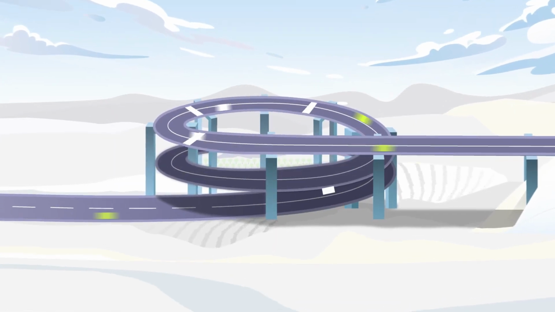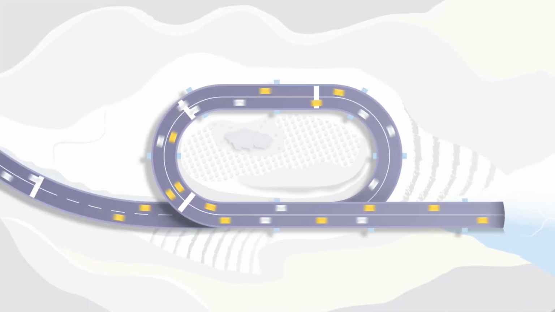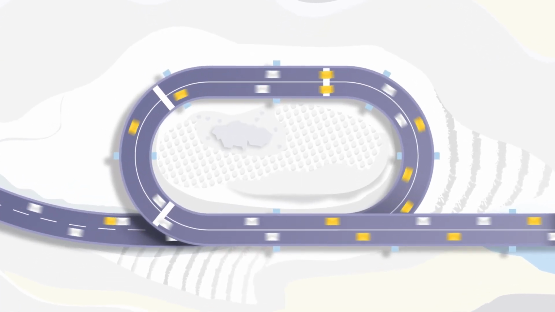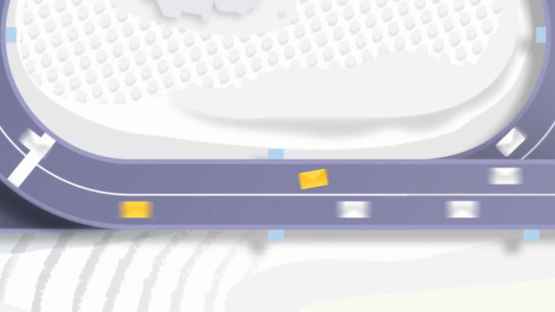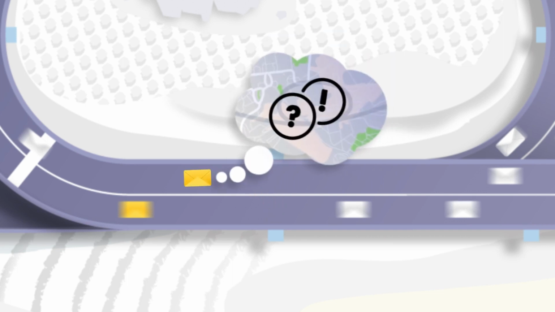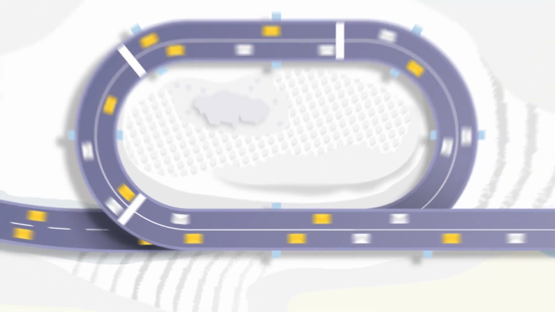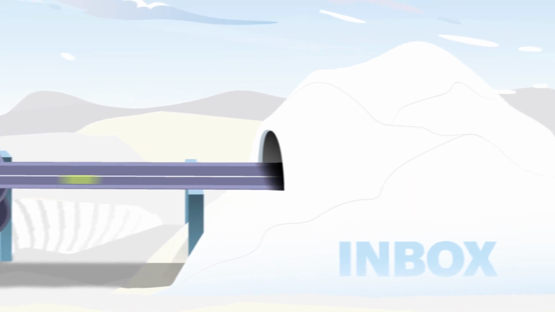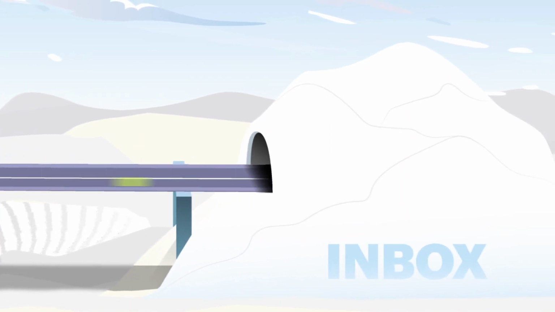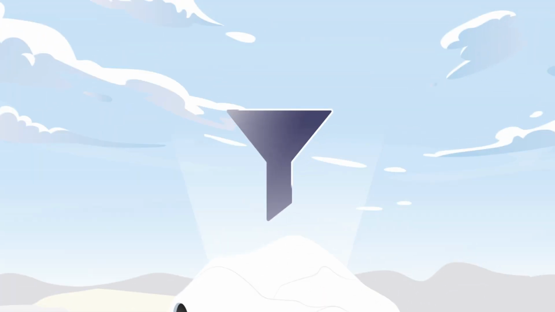Imagine your inbox as a bustling, spiral-shaped highway with emails zooming in from every direction, leaving even the GPS confused. Managing emails in such a chaotic way can seem like a wild ride. But fear not. Introducing filters, your trusty road signs.